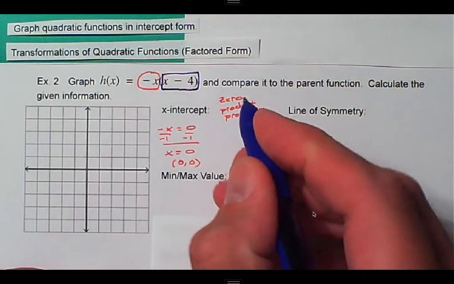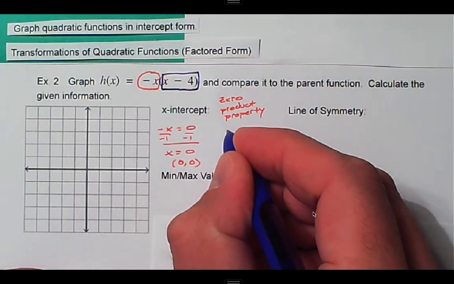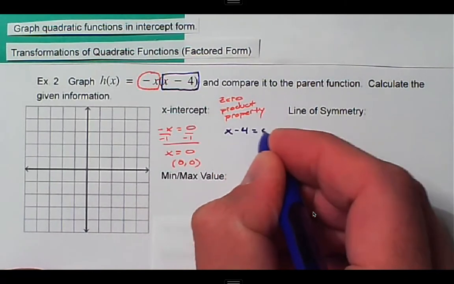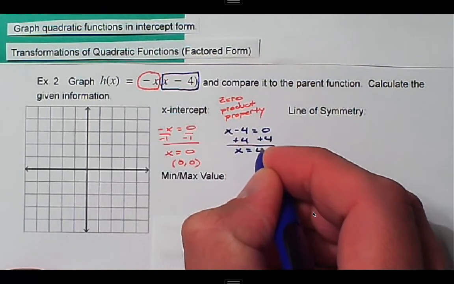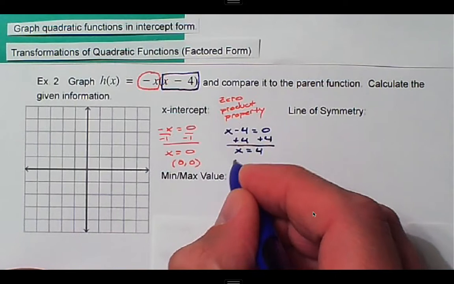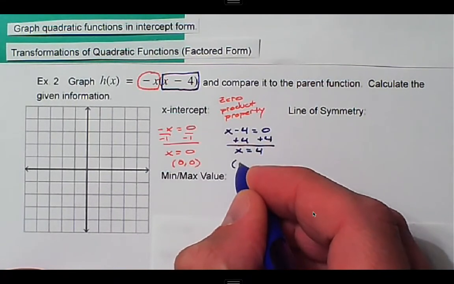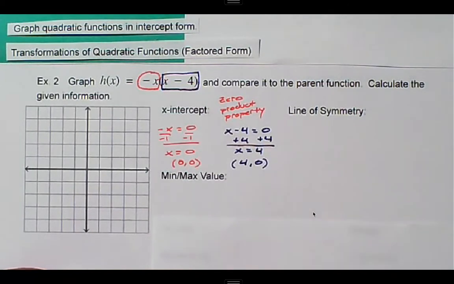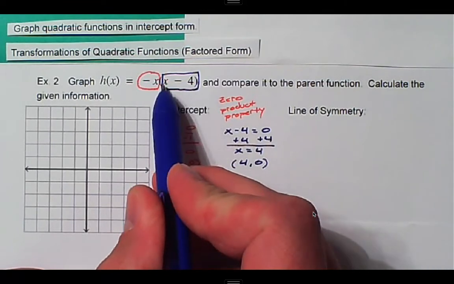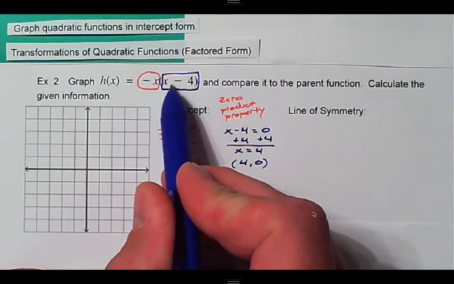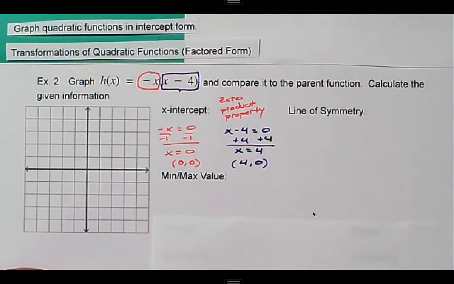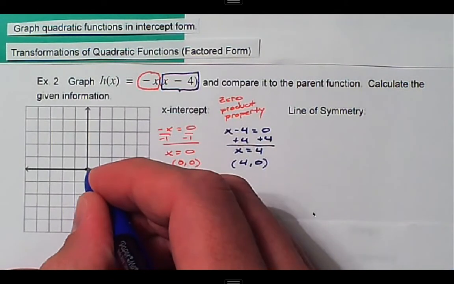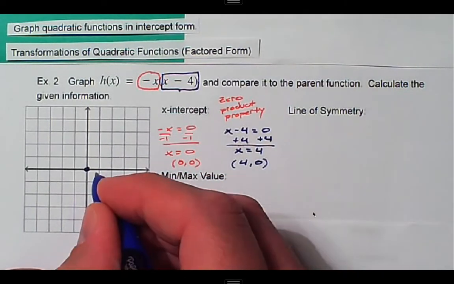The other one that we have is x minus 4. So we have x minus 4 is equal to 0. We add 4 to both sides to get x by itself. X is equal to 4. And what that tells us is if x is equal to 4, then y is equal to 0. So if I substitute 4 into this equation, 4 minus 4 becomes 0. 0 times negative x is still 0, so the y value is 0. So I have 2 points now. I have the point 0, 0, and I have the point 4, 0.